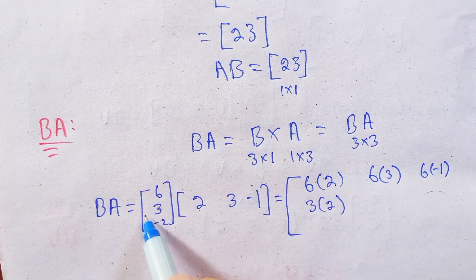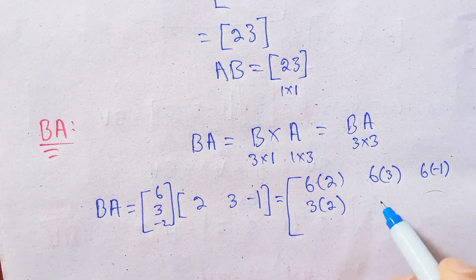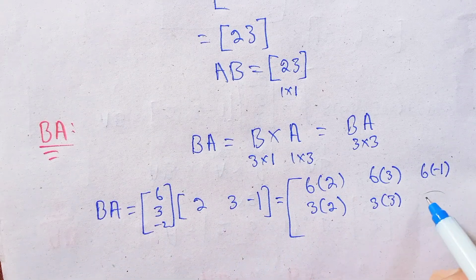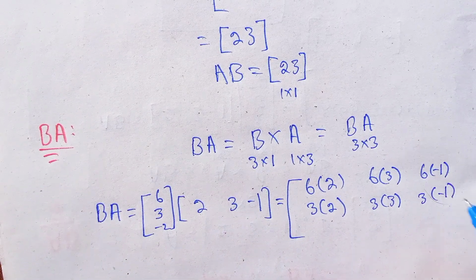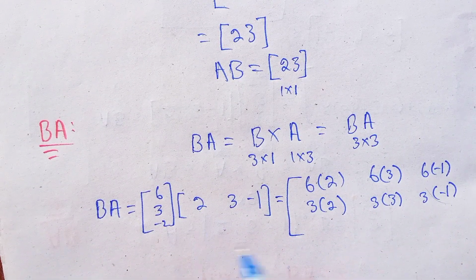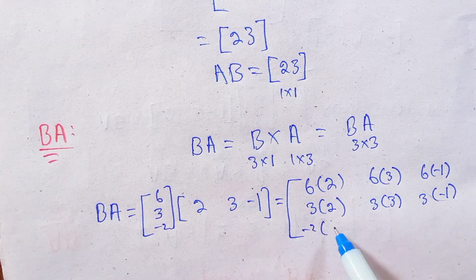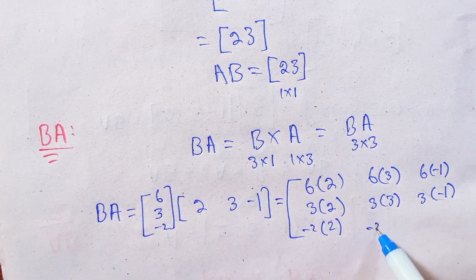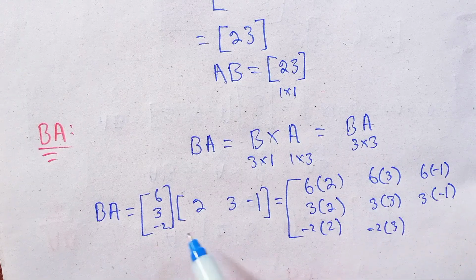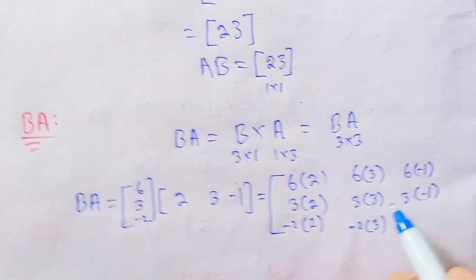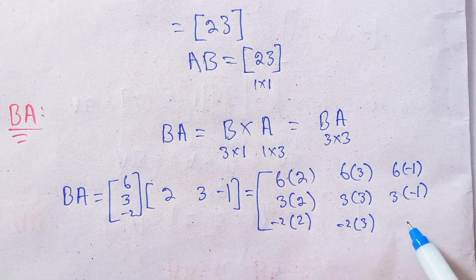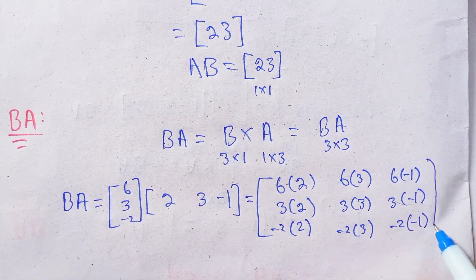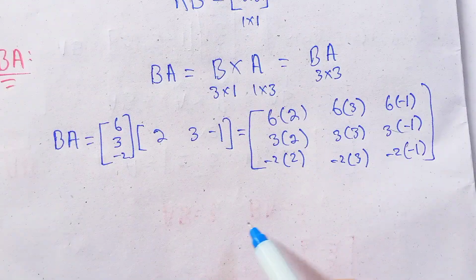Multiply the second row with the first column, so 3 times 2. Multiply the second row with the second column, so 3 times 3. Multiply the second row with the third column, so 3 times negative 1. Multiply the third row with the first column, so negative 2 times 2. Multiply the third row with the second column, so negative 2 times 3. Multiply the third row with the third column. So here, negative 2 times negative 1.